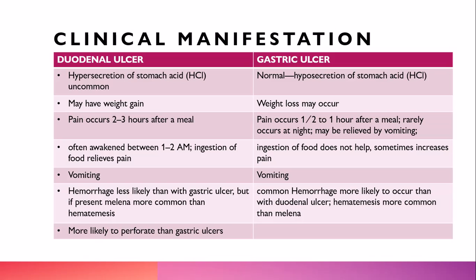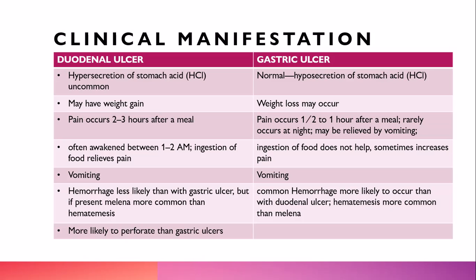Then ingestion of food here does not help. Like in duodenal ulcer we have seen, the person will eat food and feel that the pain is relieved to some extent. In gastric ulcer it doesn't happen the same way. But here, if the person feels like vomiting and goes and vomits, the pain is somewhat released. So in duodenal ulcer, eating relieves the pain, and in gastric ulcer, vomiting might relieve the pain.